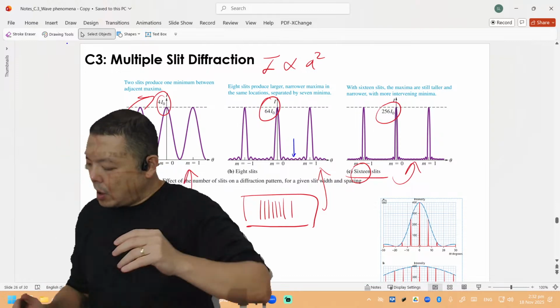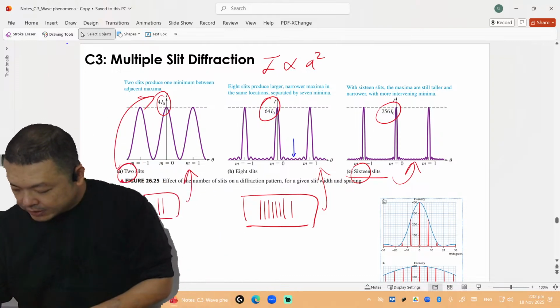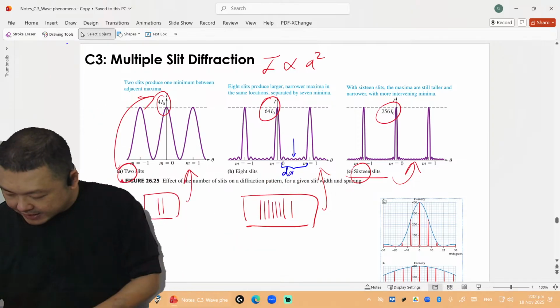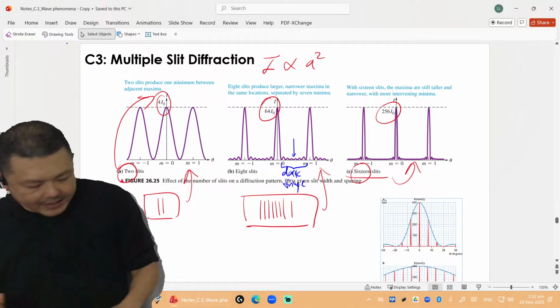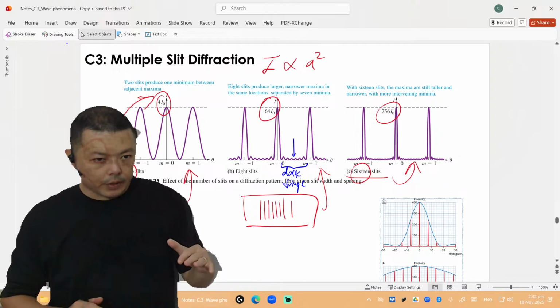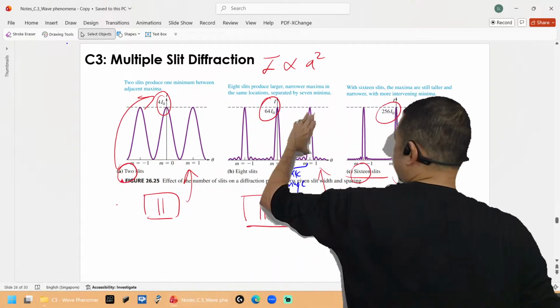Okay, so just to give you a bit of nomenclature, we call this whole thing a dark fringe. You understand that? That whole thing there, the whole white thing there, is a dark fringe. We okay? All right. And this is a bright fringe.